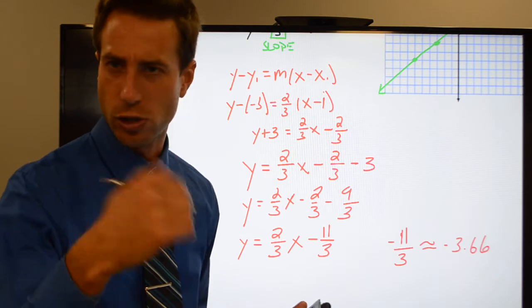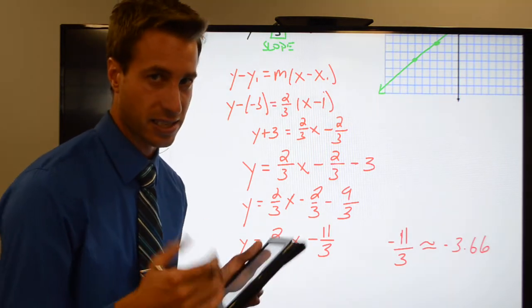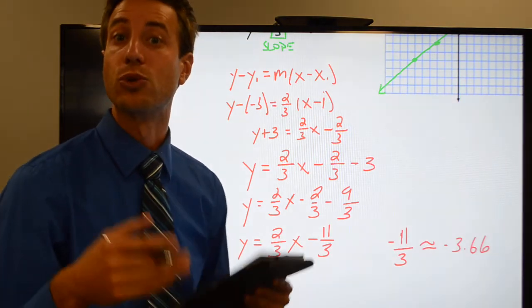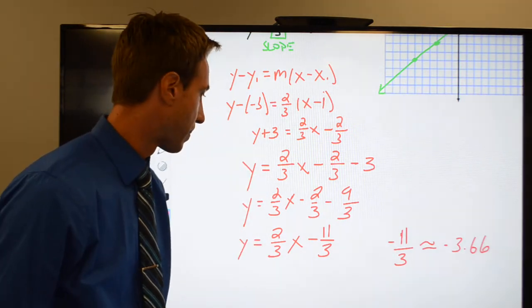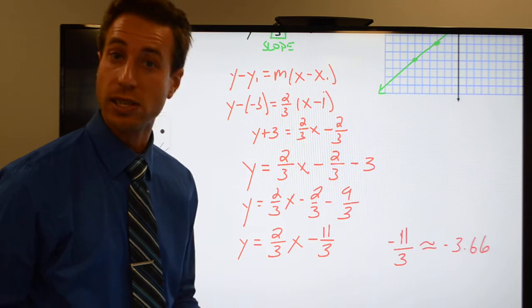Don't go crazy with this. Just get as close as you can. I'm not going to be a stickler here. As long as it's somewhere between 3 and 4, I'll be happy. Or negative 3 and negative 4, I'll be happy. And then, of course, my slope is 2/3 because they're parallel lines.